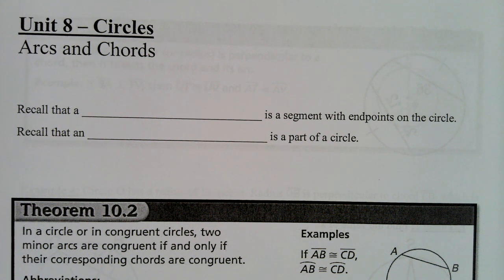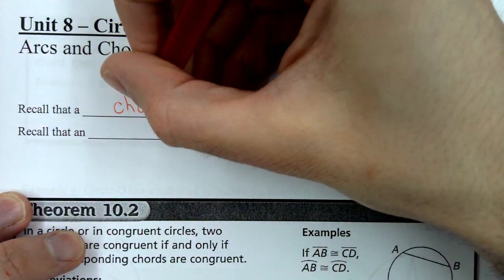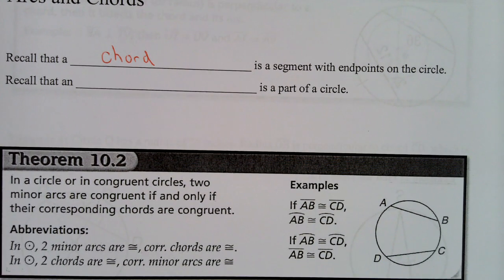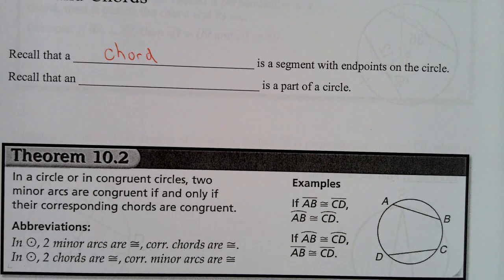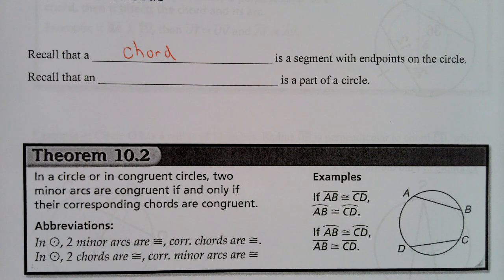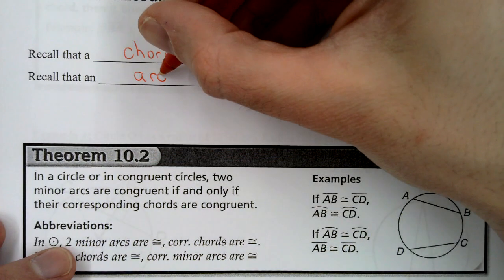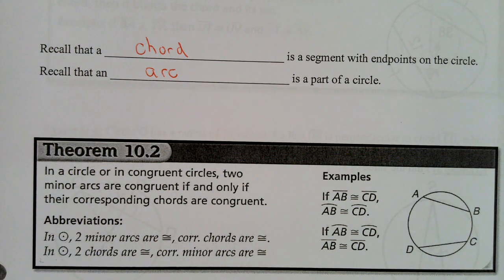Just to refresh your memory, recall that a chord is a segment with endpoints on the circle. That's a chord. Okay, it's a segment. So, for example, AB is a chord. Segment AB. Chord is a segment. And an arc is a part of a circle. So we did chords in the first lesson, and we did arcs in the second lesson.